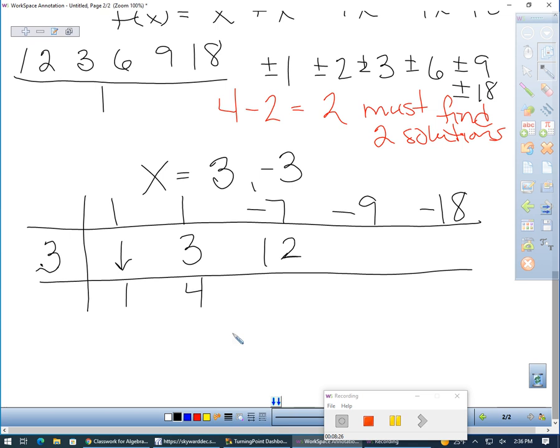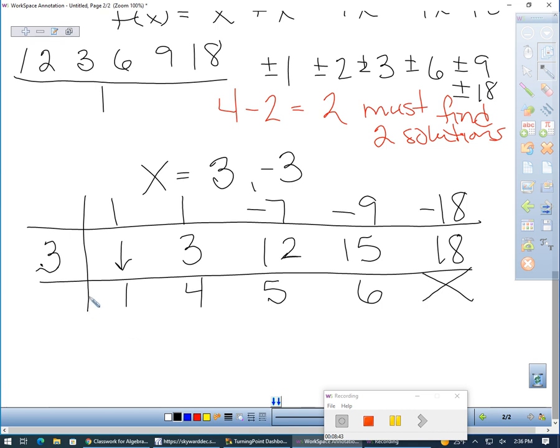Add it together, we get 5. Good. 3 times 5 is 15. Add it together, we get 6. And then 3 times 6 is 18, and it should have no remainder. We're going to put an x there. If you got a remainder, that means you got to go back and check your math, right?